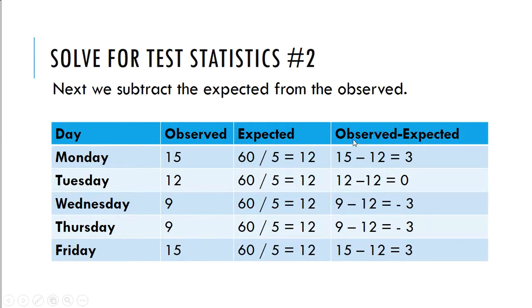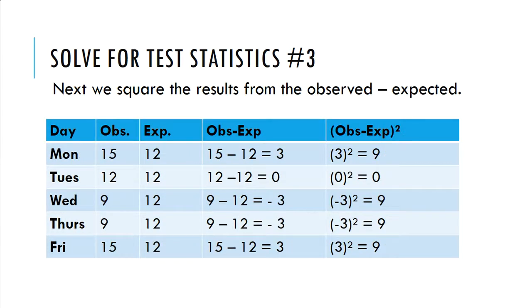So now I need to subtract my expected from my observed. All I did for Monday was take 15 minus 12 equals 3. Tuesday, 12 minus 12 equals 0. Wednesday, 9 minus 12 equals negative 3. It is okay to get negative numbers. It's fine. Don't worry about it.